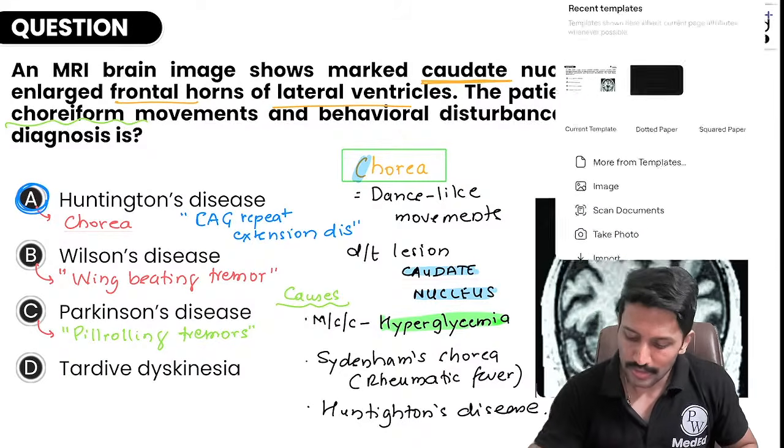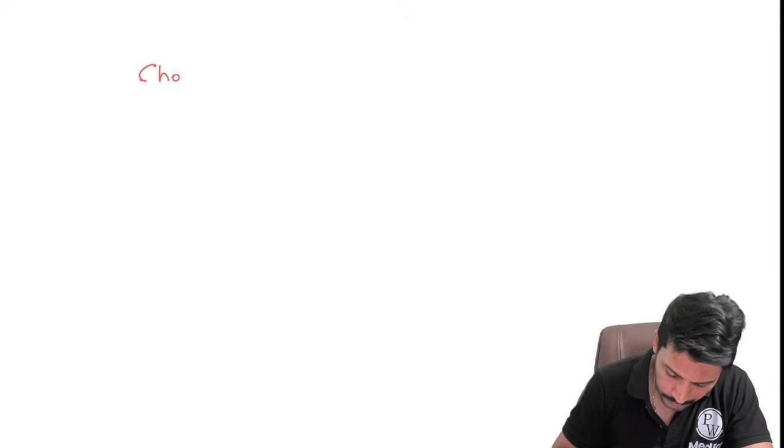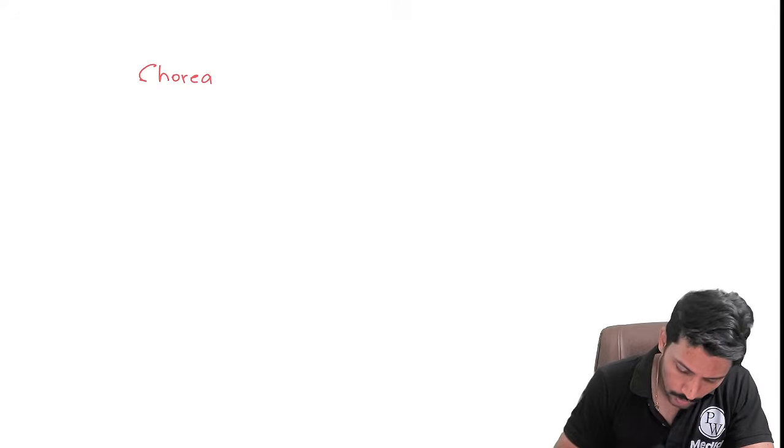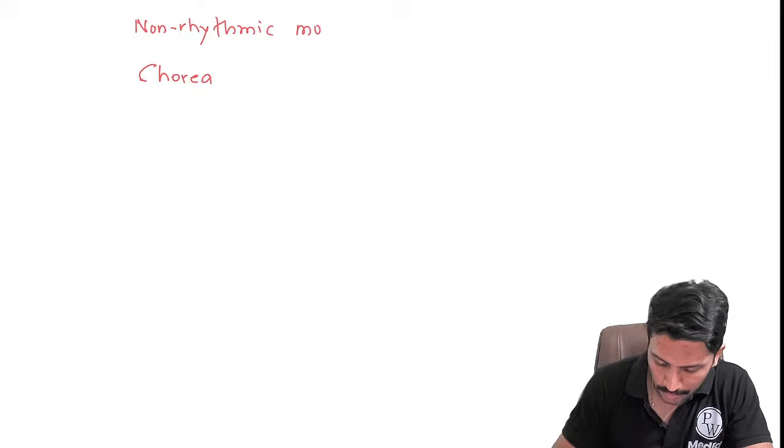Okay. What else can they ask you? They can also ask you other movement disorders and their sites of lesion, right? So please remember, if you're talking about chorea, these are all non-rhythmic movement disorders. Tremors come under rhythmic movement disorders.